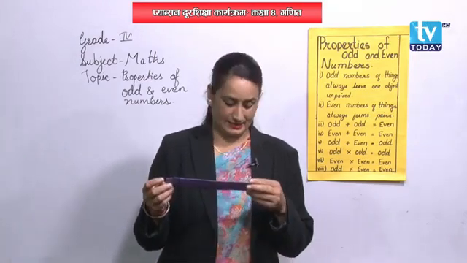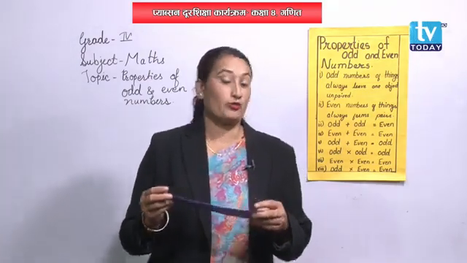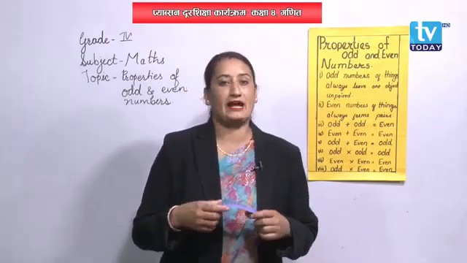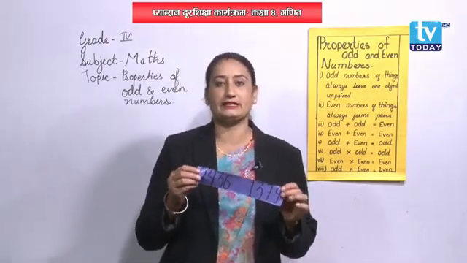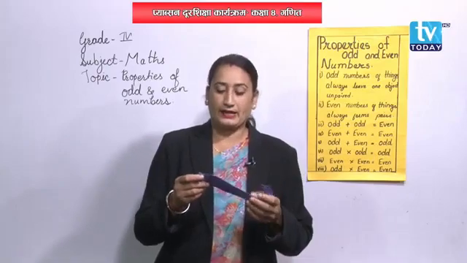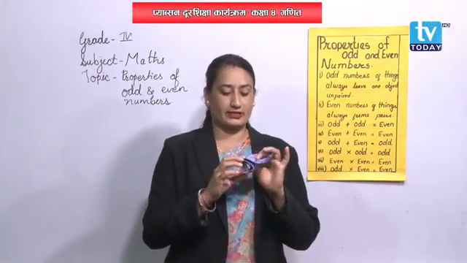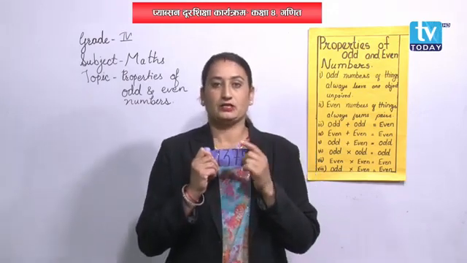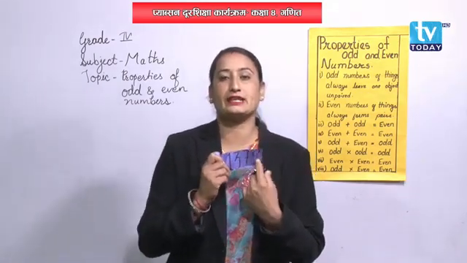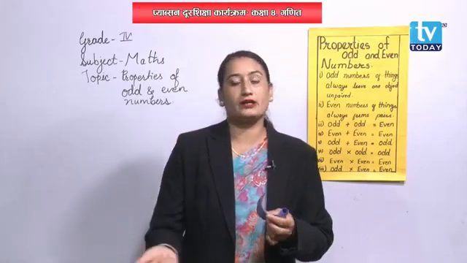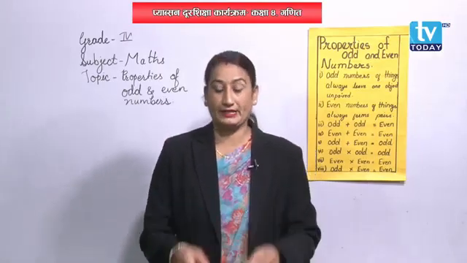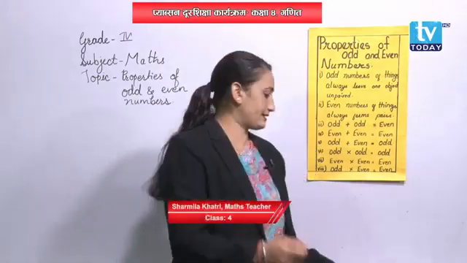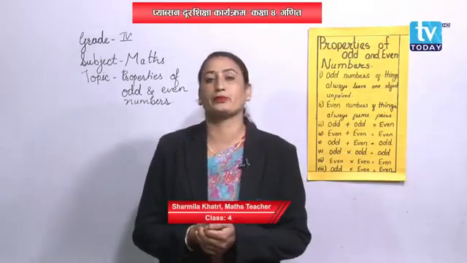Of course, it's an even number. Why? Because 6 is there at last, so we can call it an even number. And finally, the last question is 1379. So is it odd or even? It's an odd number. Okay, this is the short review of the previous class.